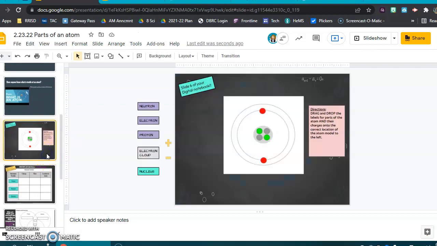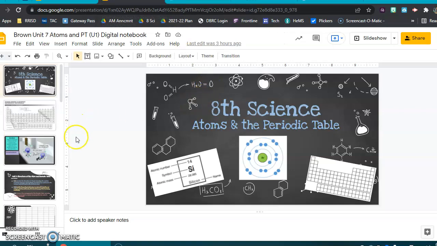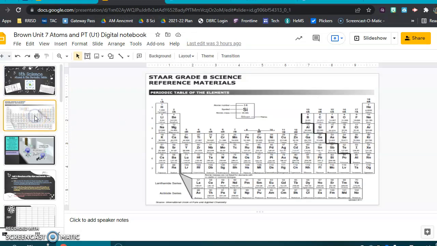So now what we're going to do is come here to slide number 6. I'm sorry, 5. And this is going to be slide 6 in your digital notebook. So if we go over to our digital notebook, here's mine, atomic and periodic table. Right in here, we've got a cool periodic table for you to use. This is going to be just like what you'll see on the STAAR.